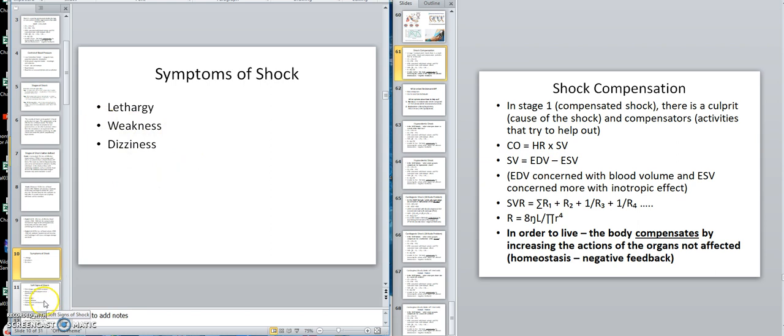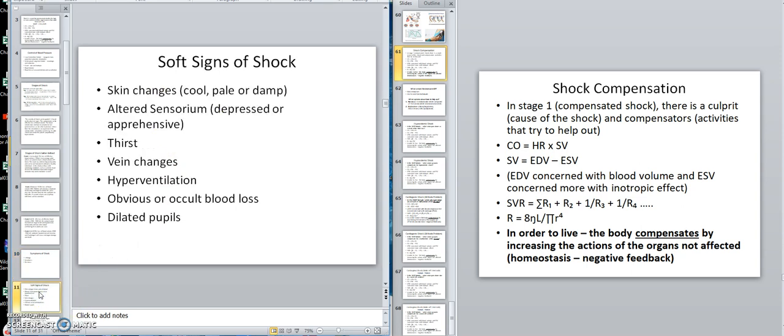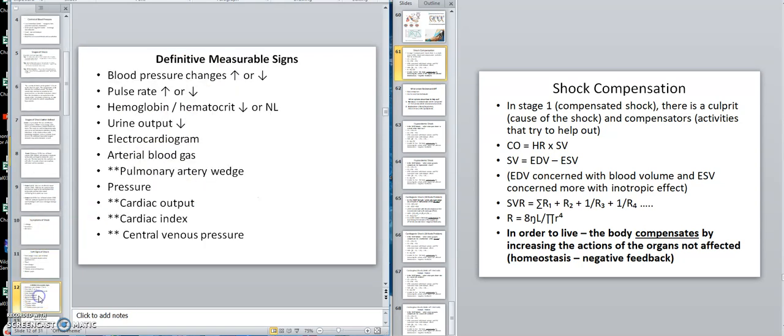That's symptoms of shock. Remember, now, symptoms mean you have to tell me that. See, symptoms are different than signs. Here's signs of shock: skin changes, thirst, things of that nature. Hyperventilation. These are soft signs. Here's some measurable signs: blood pressure drop, pulse rate goes up, things of this nature here. You can glance at it. Don't get real heavy on this though.